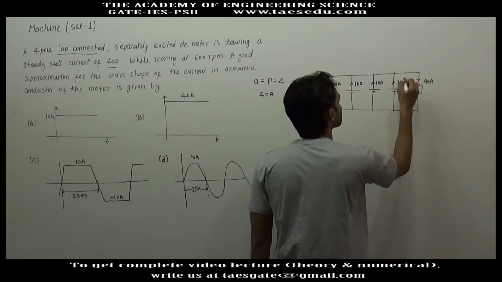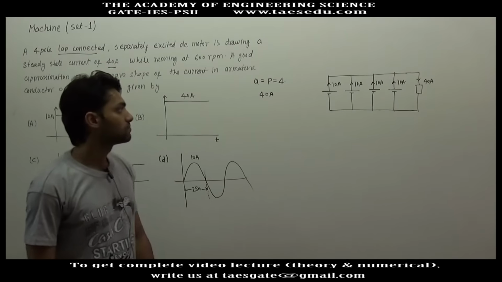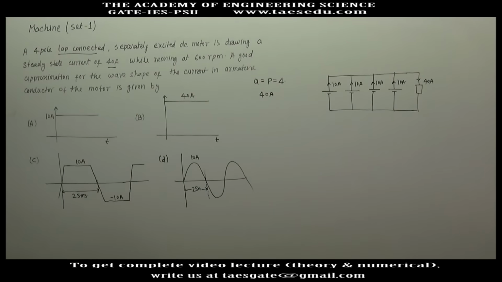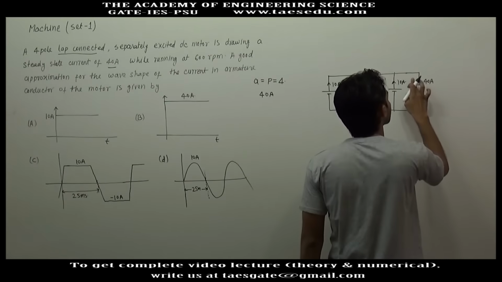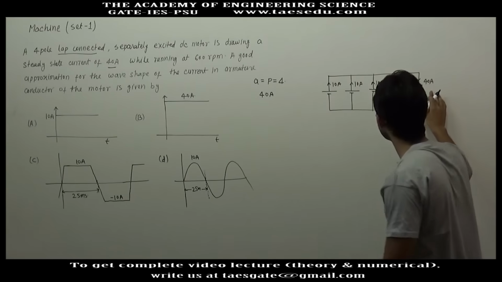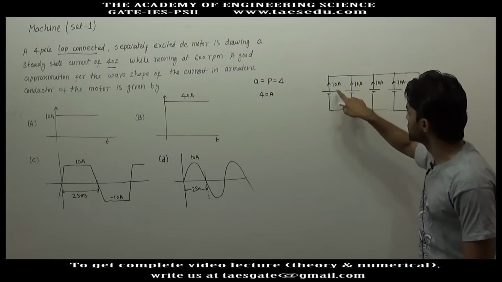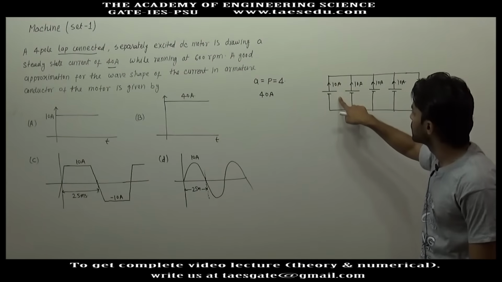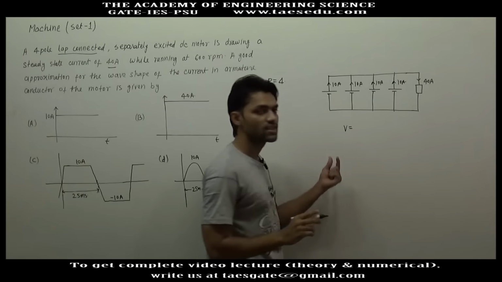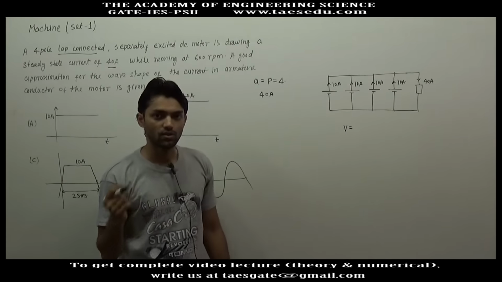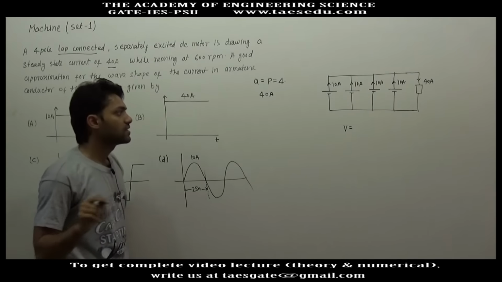Okay, the current generated in each parallel path will be 10 ampere. The total load current is the number of parallel paths times the current generated in one parallel path, and the total voltage will be the voltage generated in one conductor times the number of conductors connected in series.